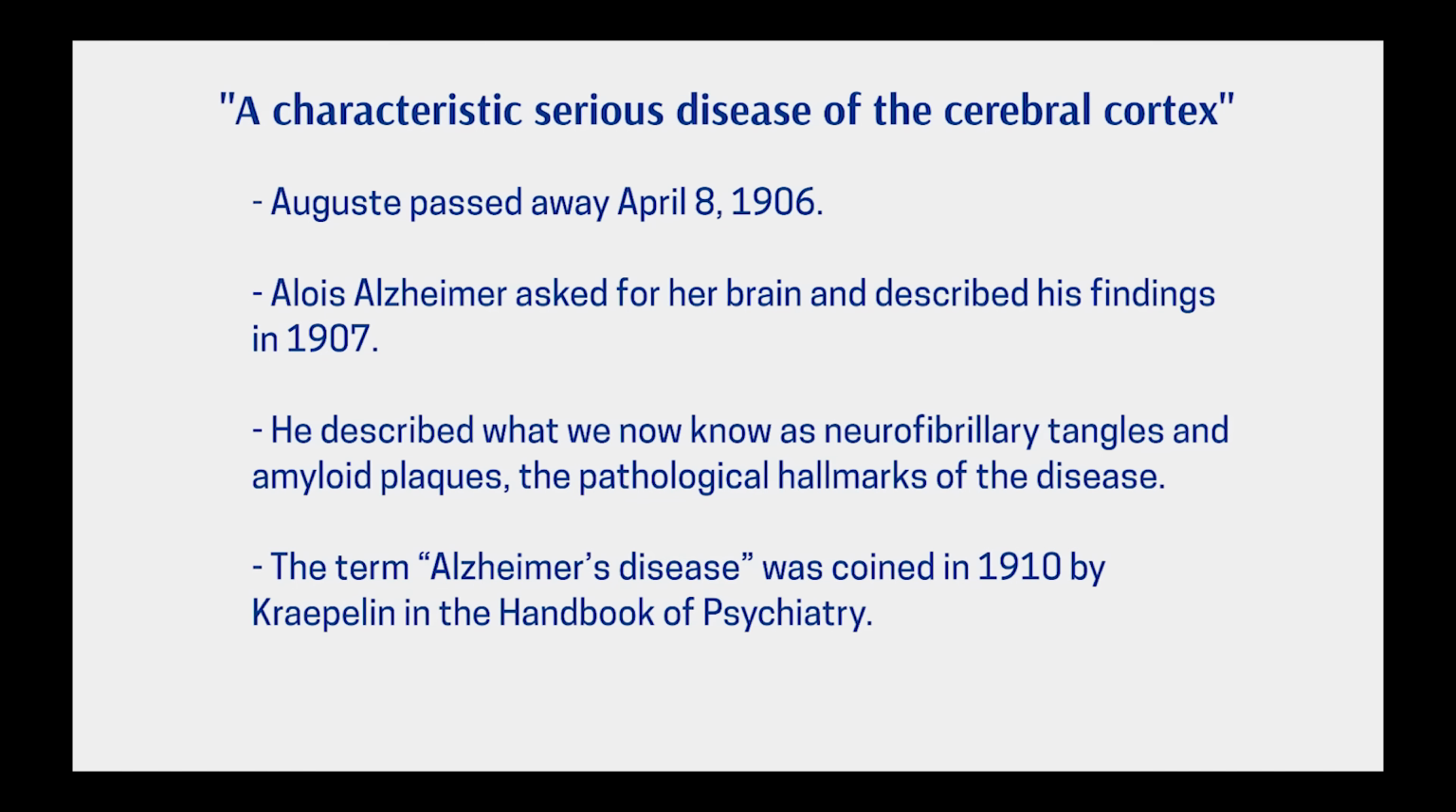And then she passed away on April 8th of 1906, so about 5 years after she was admitted to the institution. And Alois Alzheimer asked for her brain and described some of the findings that he found under the microscope in the brain cells. And he described what we now know, which we're going to talk about later, as neurofibrillary tangles and amyloid plaques, which have become the pathologic hallmark of this disease.